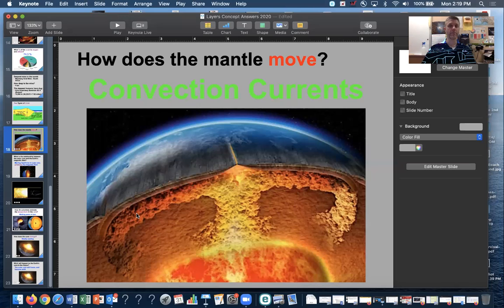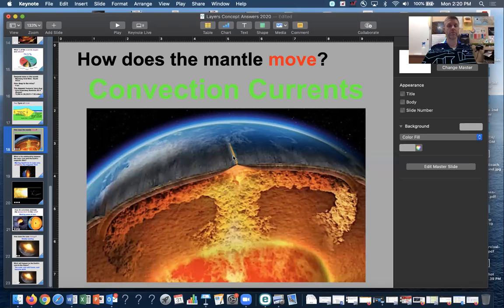As it does that, it starts to cool off. And then as it cools, it starts to sink. Then it gets heated up again, and it rises, and then it cools. So you have this constant current. And what happens is right here where this ridge is, the convection currents will pull apart the plates. I mean, very slowly, but it will pull those plates apart over time.